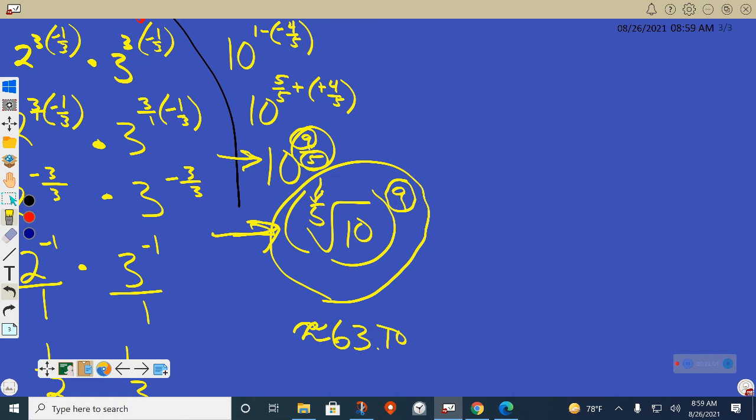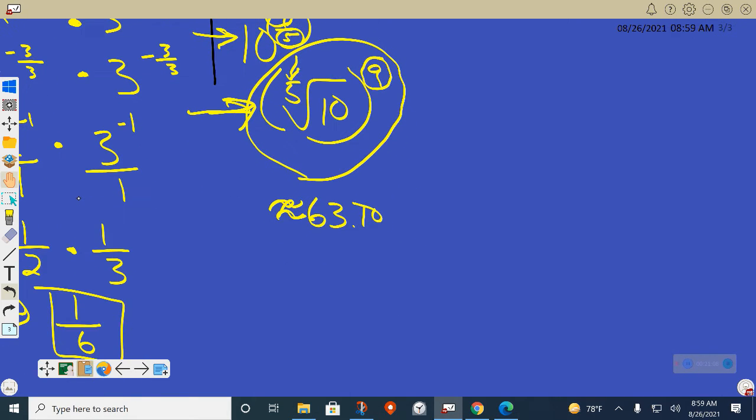0.10, approximately. Forgive my squigglies. I thought it was a Z. All right. Fourth focus.